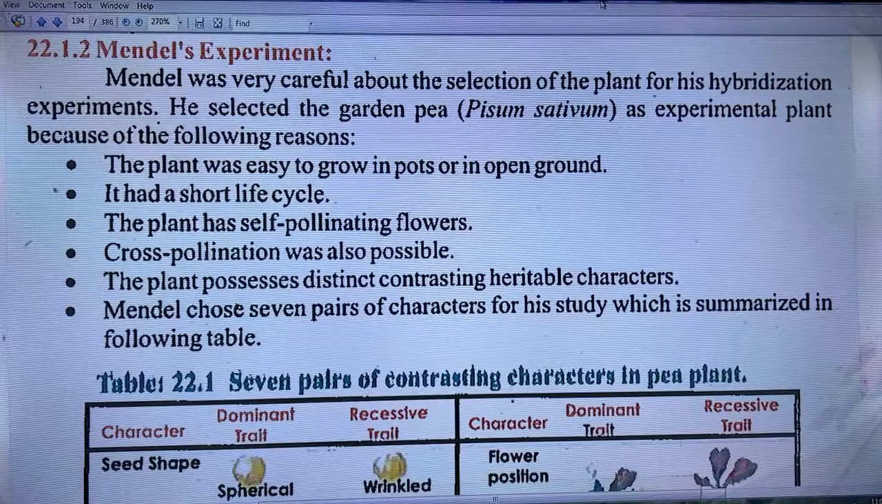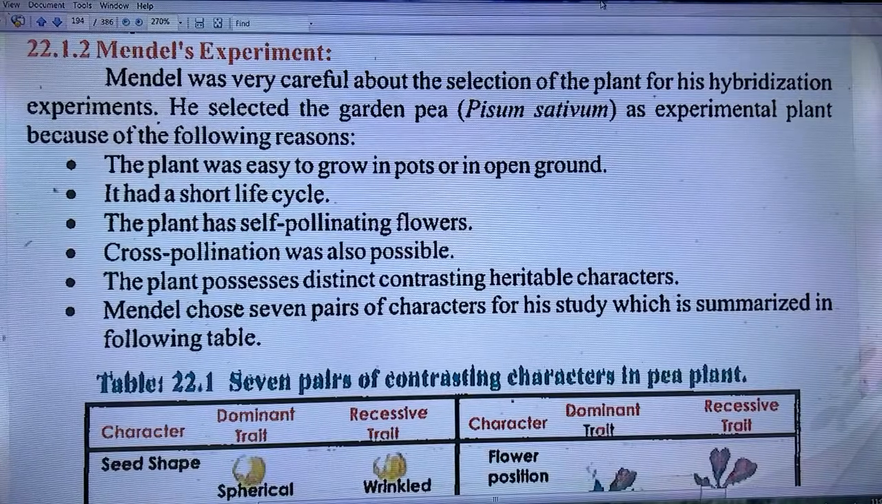The plant was easy to grow in pots or in open ground. It had a short life cycle. The plant has self-pollinating flowers. Cross-pollination was also possible. The plant possesses distinct contrasting heritable characters.